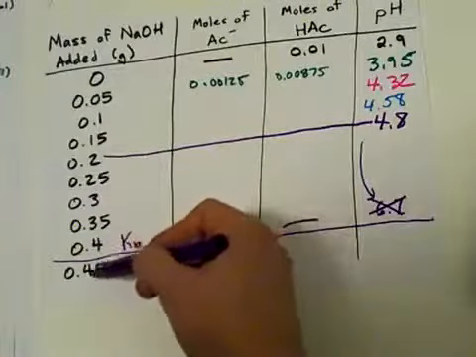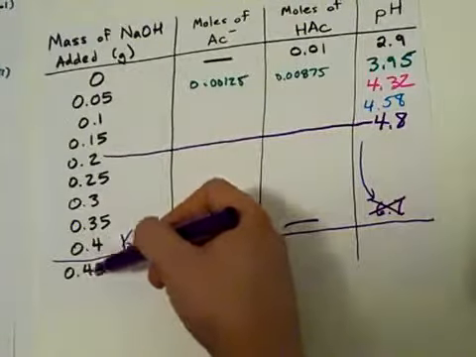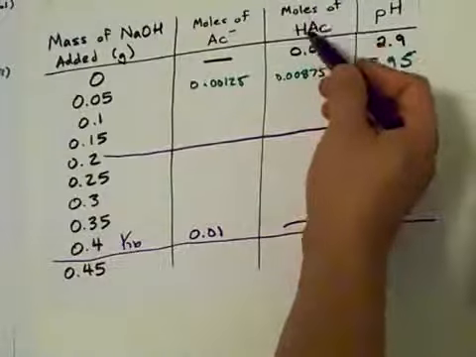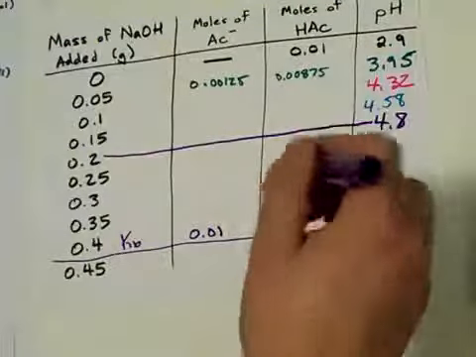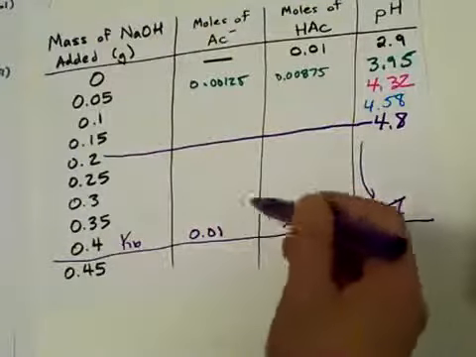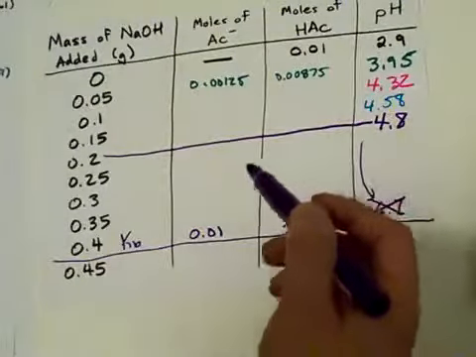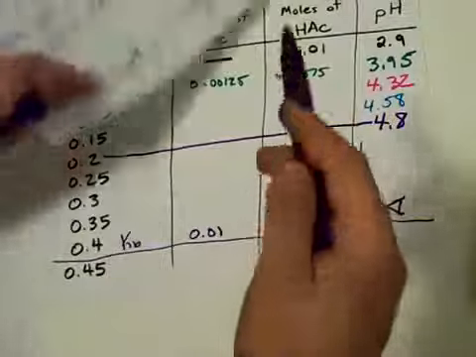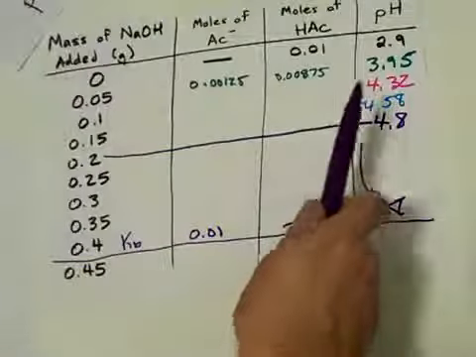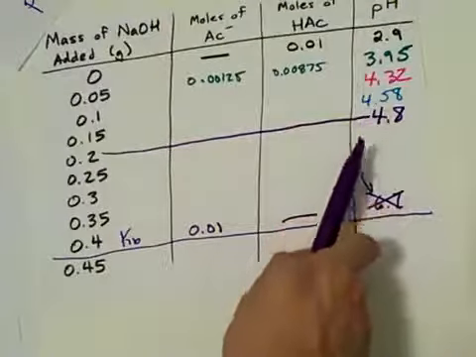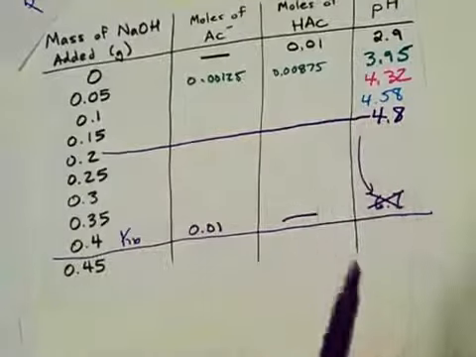And then as you add even more NaOH, there's no more acid to titrate, so now you're just adding raw OH minus. That makes your pH go through the roof. The point here is because of the Henderson-Hasselbalch equation, the pH is more resistant to changes the closer you are to the pKa.